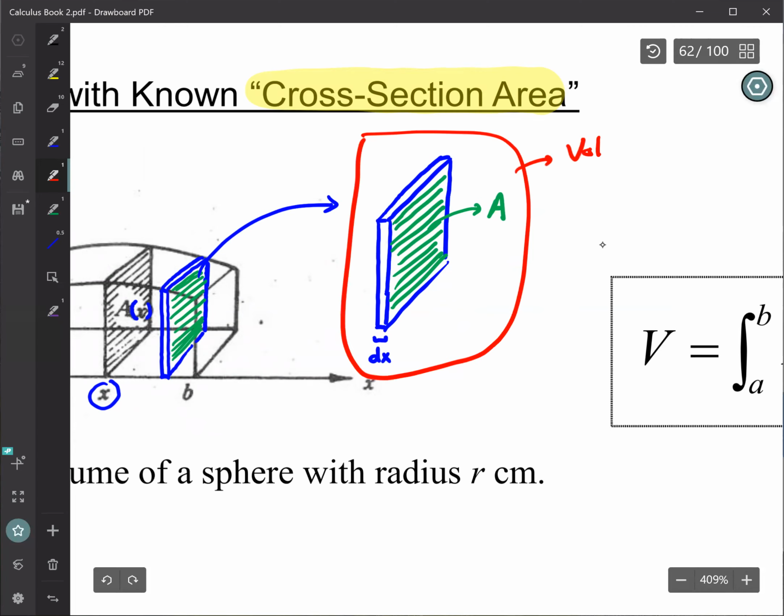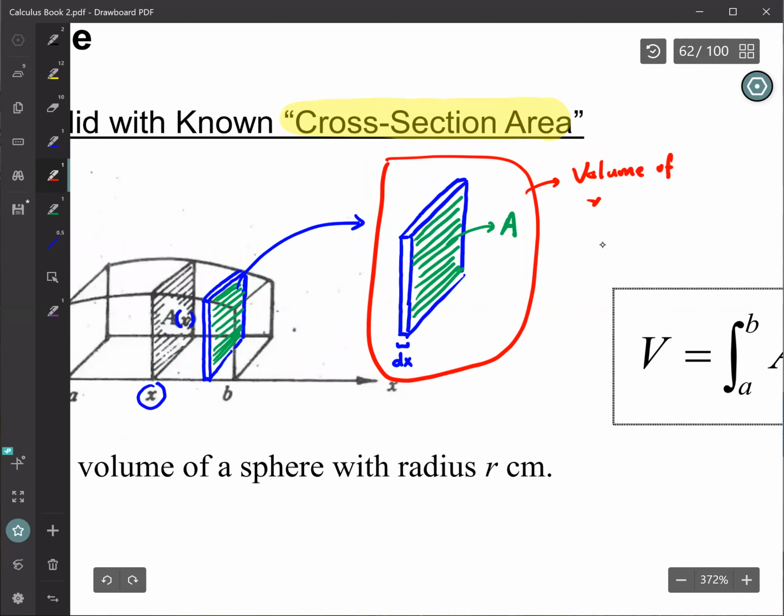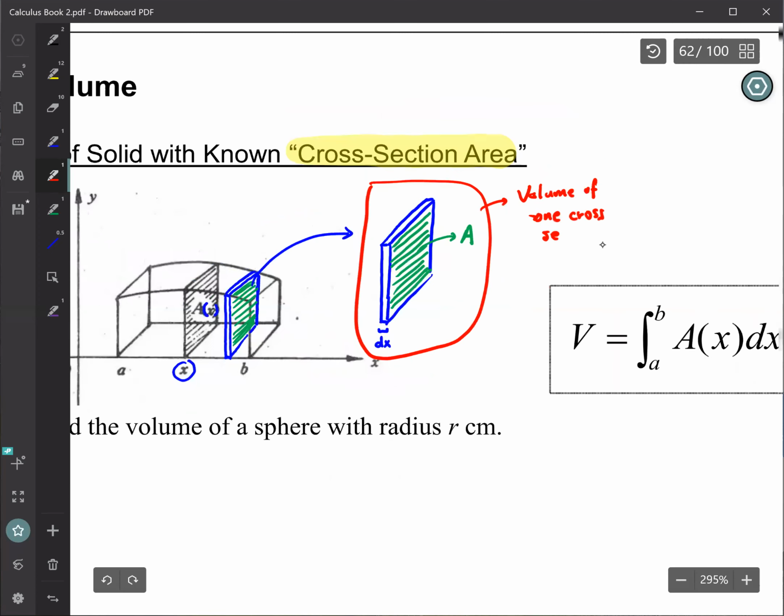volume of one cross section. It's a little bit lagging right now, I don't know why. Okay, volume of one cross section is equal to the area multiplied by dx.